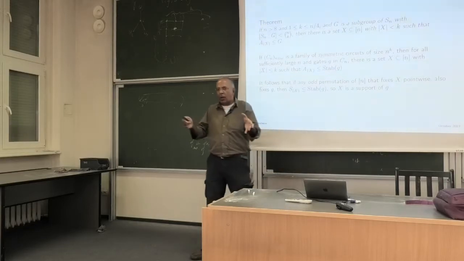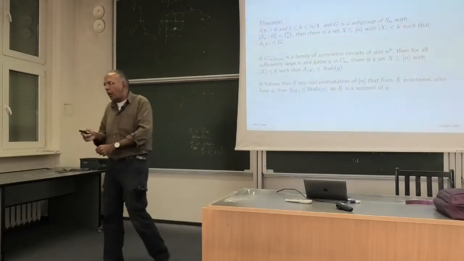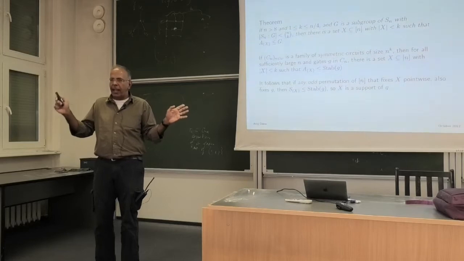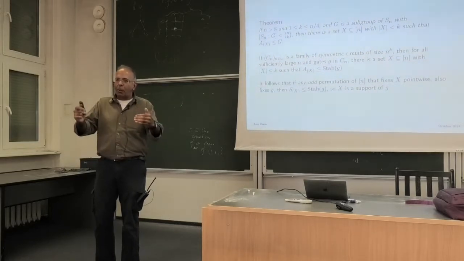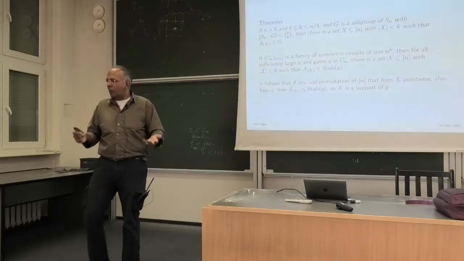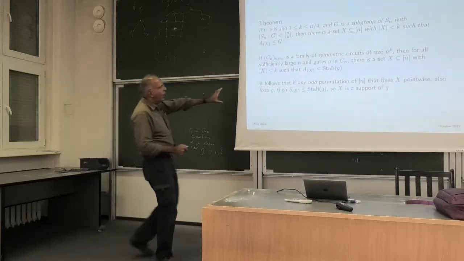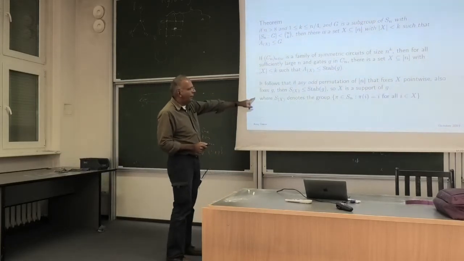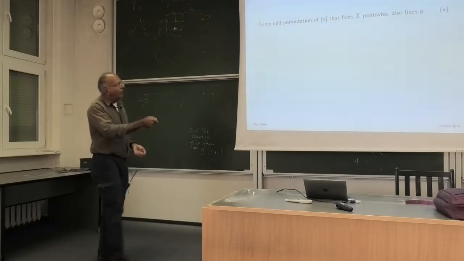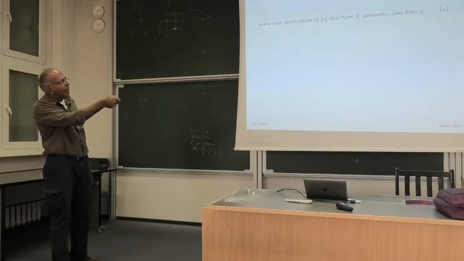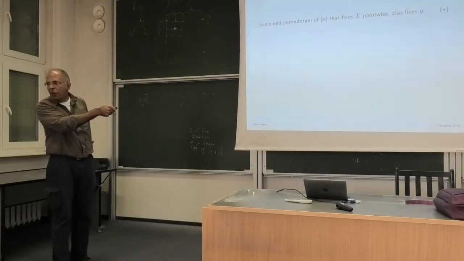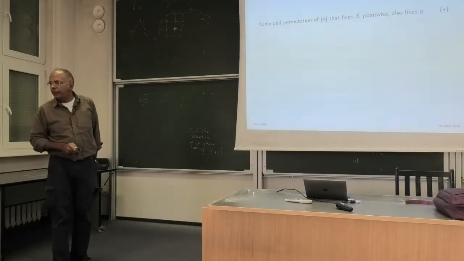Because it contains the alternating group, and if it contains at least one thing which is not in the alternating group, it has to have everything. The only subgroup of Sn bigger than the alternating group is the whole thing. Okay, so this is what we need to prove: that for any gate G, there is some odd permutation which fixes X pointwise and still fixes G.